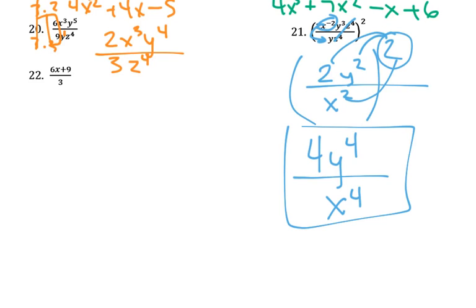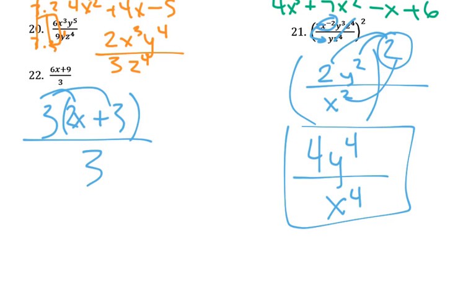Okay, 22. 6x plus 9. Well, you've got to think I can distribute a 3 out, right? If I pull a 3 out of that, we'd have 2x plus 3, because if I multiplied, that'd be 6x plus 9, over 3. Those 3's cancel, leaving me with 2x plus 3.